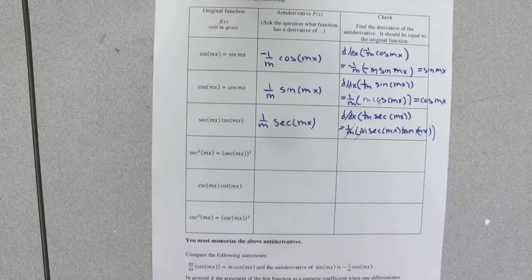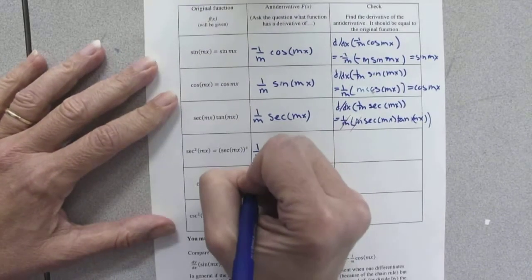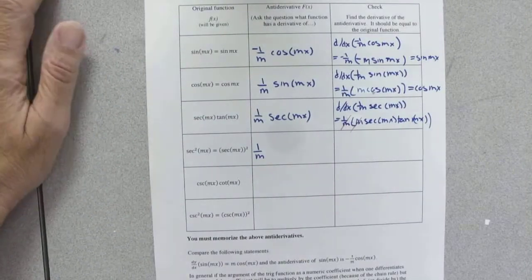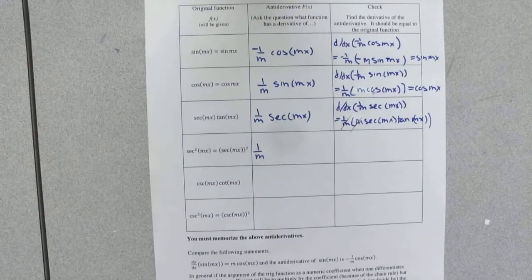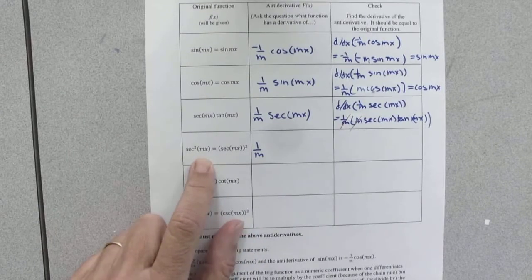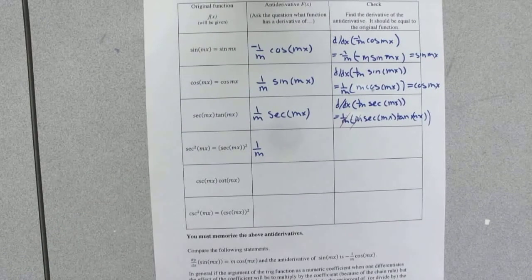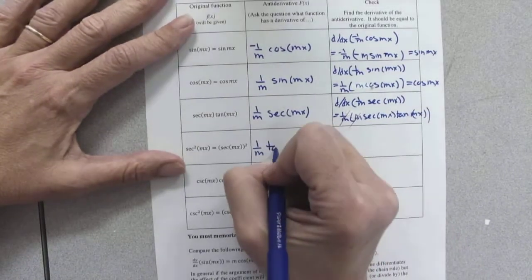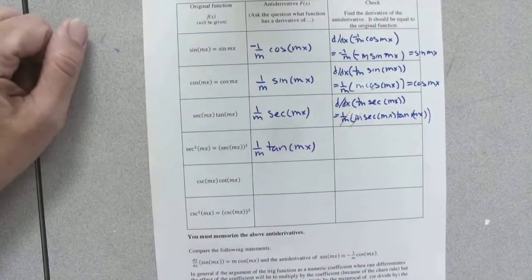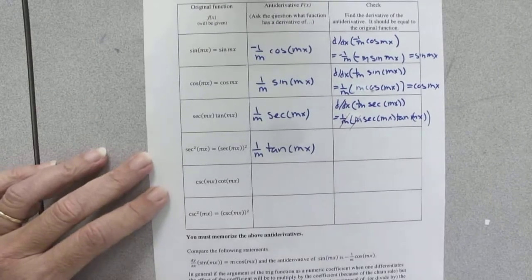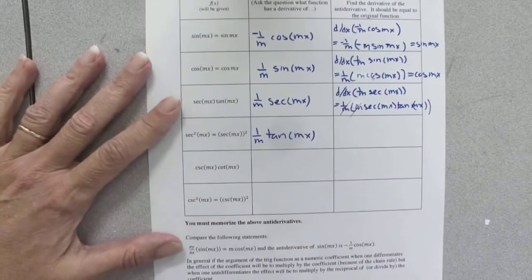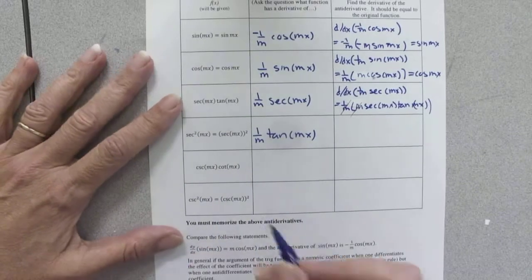Next one, secant squared mx. So we have talked about that the effect of that m when I anti-differentiate is to divide by it. So there I've taken care of that m. And again, linear argument here, mx plus b. That's mx squared? Yeah, that's a different issue entirely. So there's the effect of the m. Then I can just concentrate on the secant squared and ask myself, what has a derivative of secant squared? And that's tangent. It would check the exact same way. I'll leave that up to the viewer. Cotangent mx.